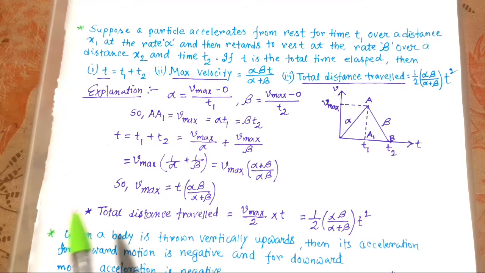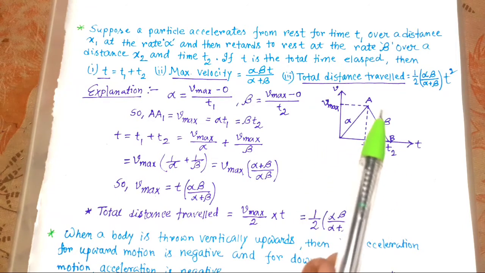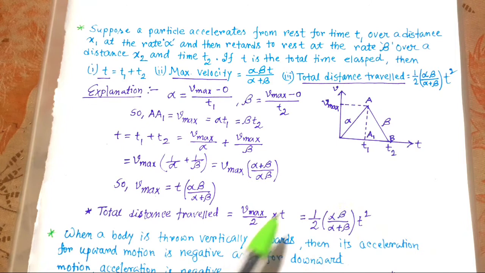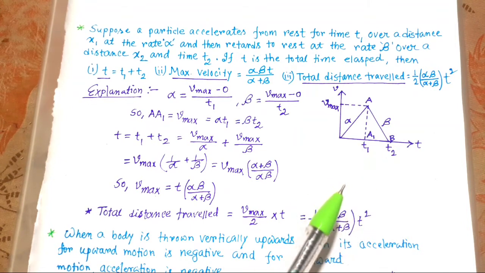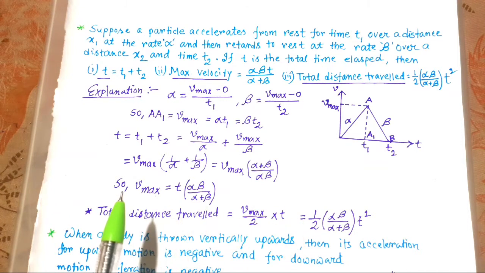Okay, clear? Now total distance traveled, we know S equals Vt, but here we take the average velocity, because the motion goes from 0 to Vmax and then Vmax to 0, so we must take the average velocity, that's it, Vmax by 2 into t, total time taken. So this is half, putting the value of Vmax into t, this value.